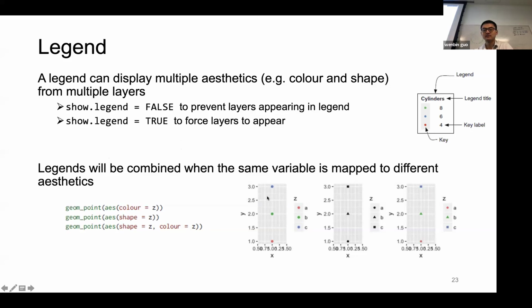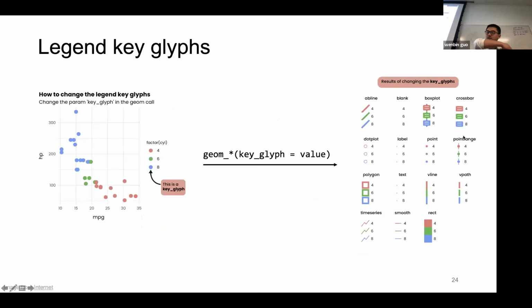In the first one, we specify color to be Z, and in the second, we specify the shape. And in the third one, we see that the color and the shape are actually combined together to simplify the legend. And for the legend key, we have the glyphs. So basically, it shows what symbols we want to use for the legend keys. The right panel actually shows what's available for this argument.